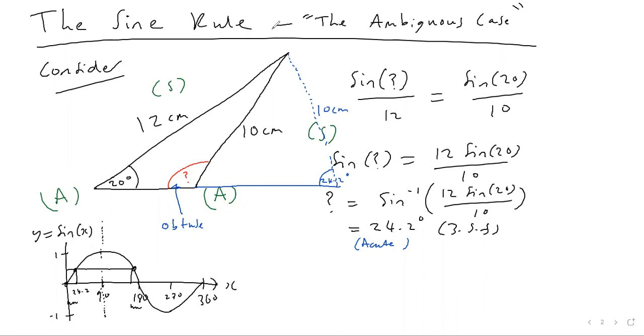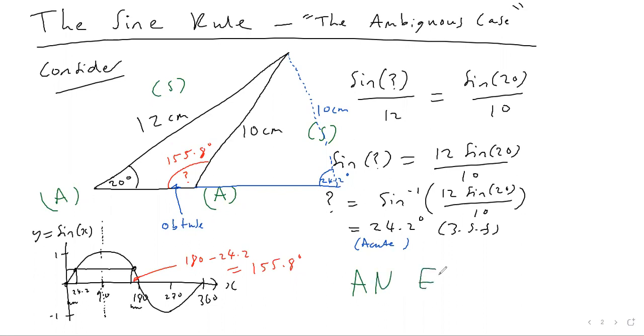So if we do 180 take away 24.2, we'll get the other angle. 180 take away 24.2 gives 155.8. So this obtuse angle would be 155.8 degrees, but the acute angle would be 24.2 degrees. So with the information we're given, it's ambiguous whether the angle is actually this or actually that. We don't have enough information to determine which one is the correct one. So this is called the ambiguous case.